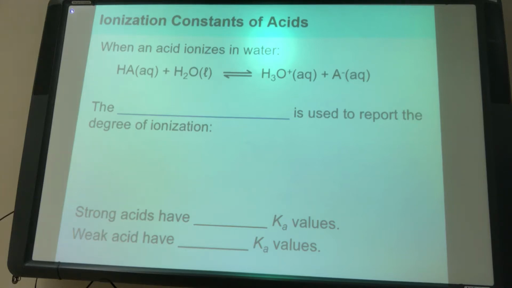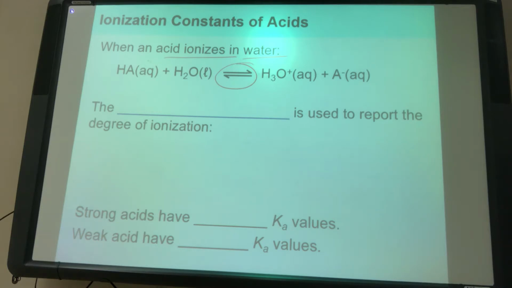So let's talk about ionization constants and water's role. Ionization constants are going to be the same thing we talked about with equilibrium constants. They're just specific to the equilibrium we're talking about. Remember our double-headed arrow, equilibrium. But the equilibrium we're talking about specifically is when an acid ionizes in water. So we're just talking about a very specific thing, and that's why it has its own little name. But don't think this is really anything new.